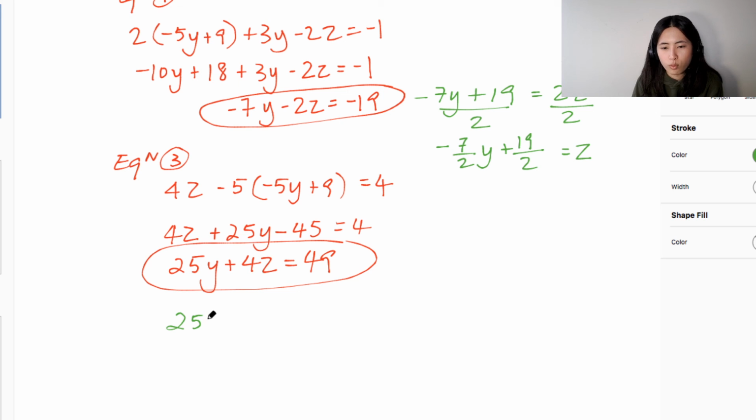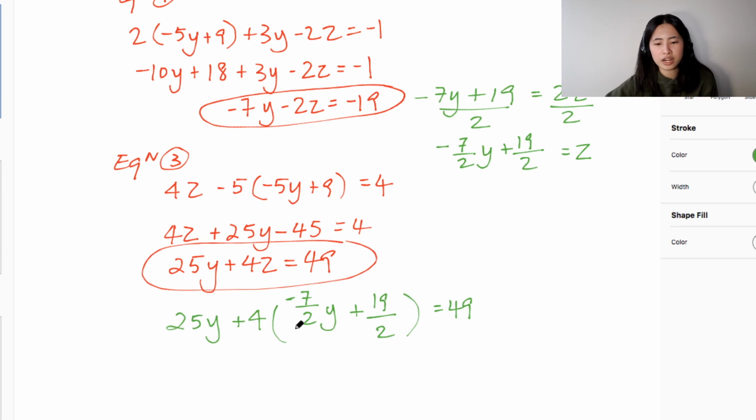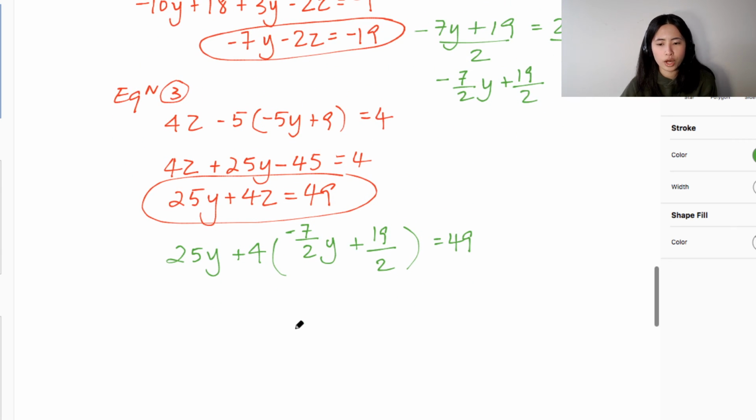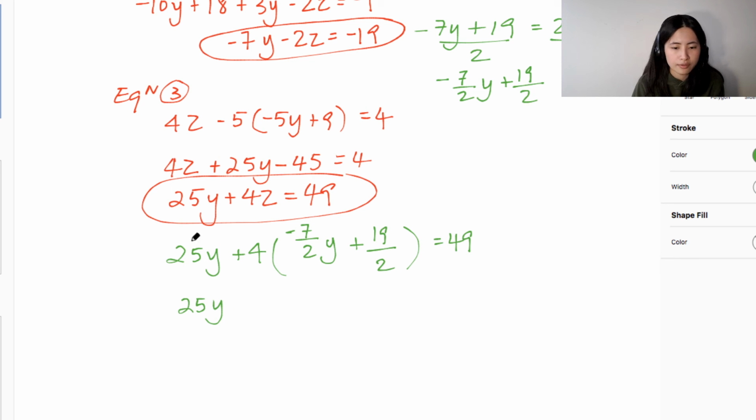Obviously, because you're substituting z from this equation, you're going to use this equation only once, and then you take that z and substitute it into this other equation. So you have 25y, and this is plus 4 times z. So z is going to be negative 7 over 2y, and this is plus 19 over 2, and that's equal to 49. Because we only have one variable, we're ready to solve for y. So we would have 25y, and we would have negative 28 over 2. So 28 over 2 is equal to 14. So we can say this is negative 14y.